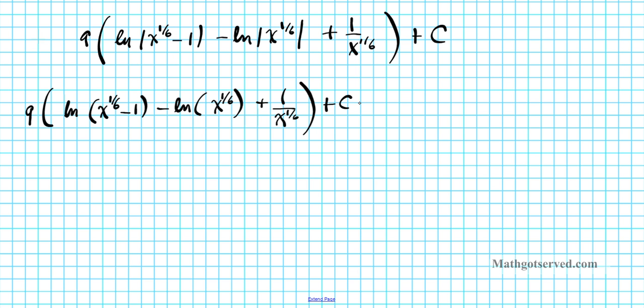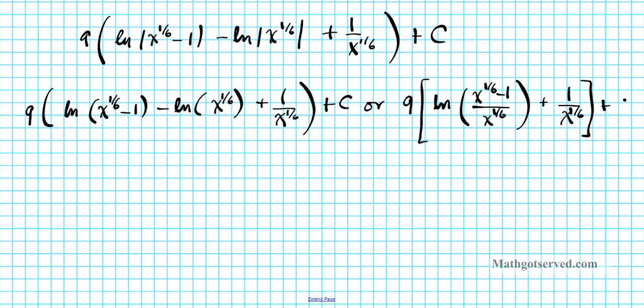Or we can also rewrite this. If we want to use the properties of logarithms, we can condense these two expressions. We're going to have 9 times the natural logarithm of x to the 1/6 minus 1 over x to the 1/6, and then that whole thing plus 1 over x to the 1/6. Then this whole expression plus c, and that's basically that. So there go the two forms of your solution.